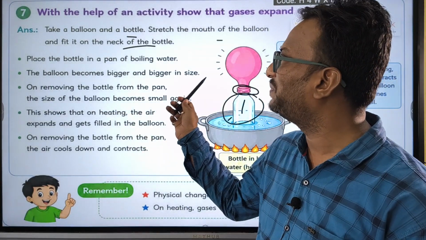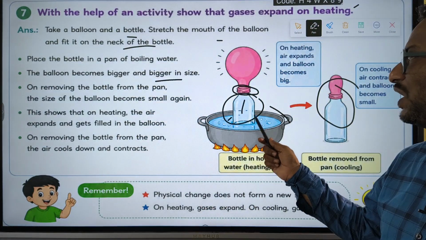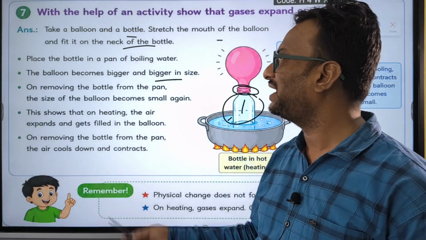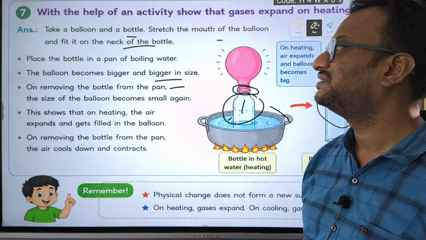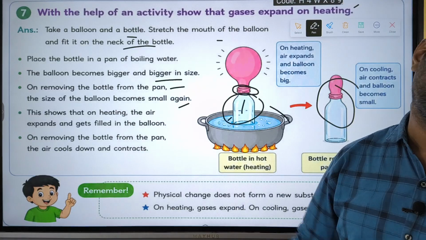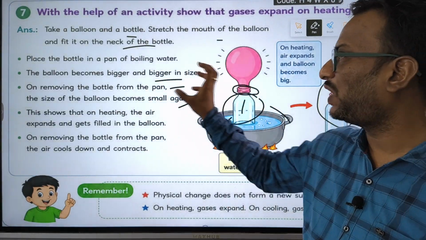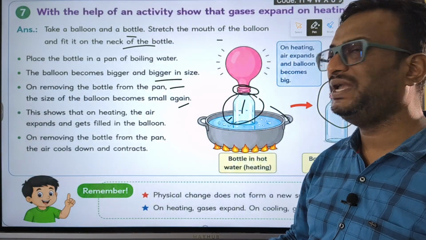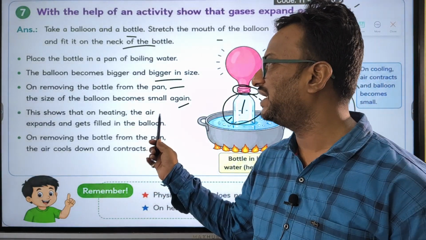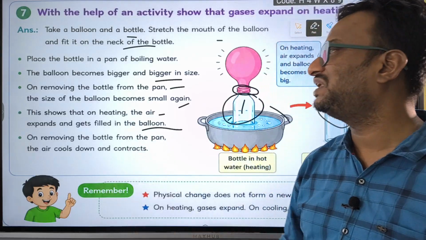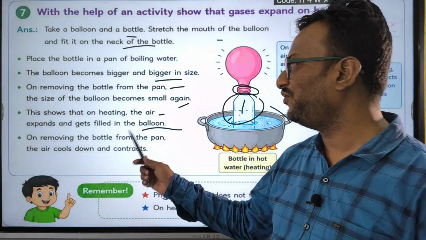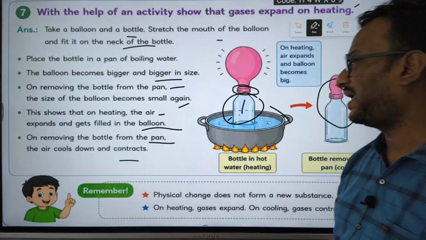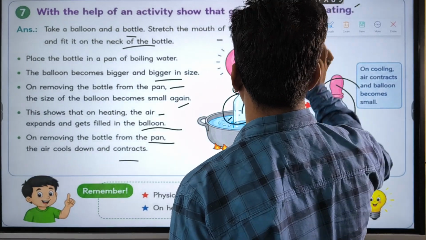The balloon becomes bigger and bigger in size. So the water is boiling, so the balloon size is going to increase. On removing the bottle from the pan, the size of the balloon becomes small again. Once you remove the bottle from the boiling water, the size of the balloon is going to decrease. This shows that on heating, air expands and gets filled in the balloon. On removing the bottle from the pan, the air cools down and contracts. This is one of the activities.